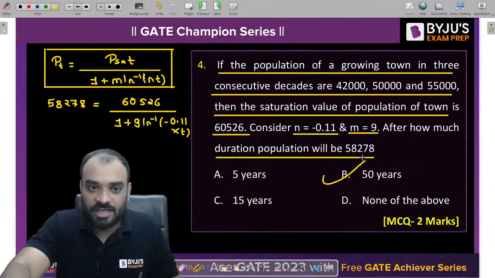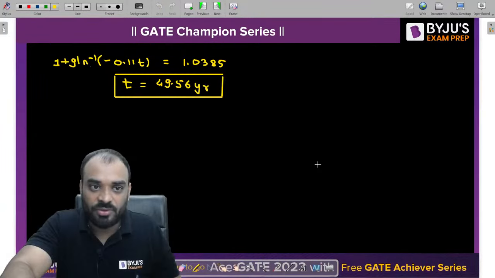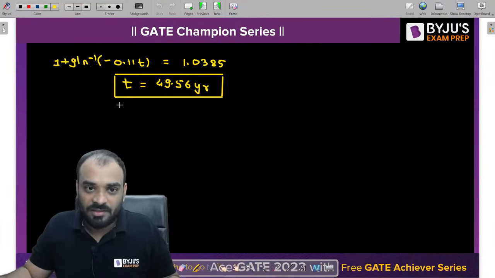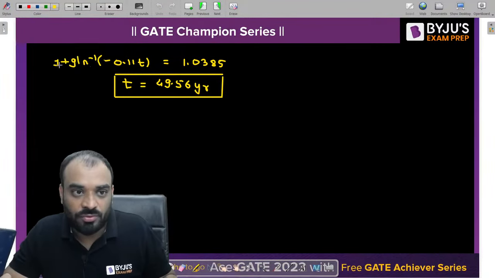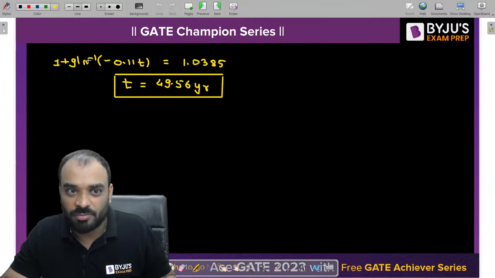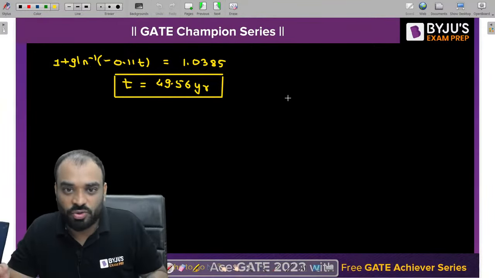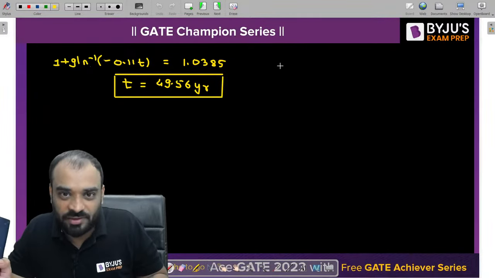How to calculate ln inverse? It is very simple, Tejoram. What you have to do is just subtract this value from 1, then divide it by 9. Then take ln on both sides. This particular value will get removed, and ultimately you will have, let me show you that calculation so that you can understand it very well.